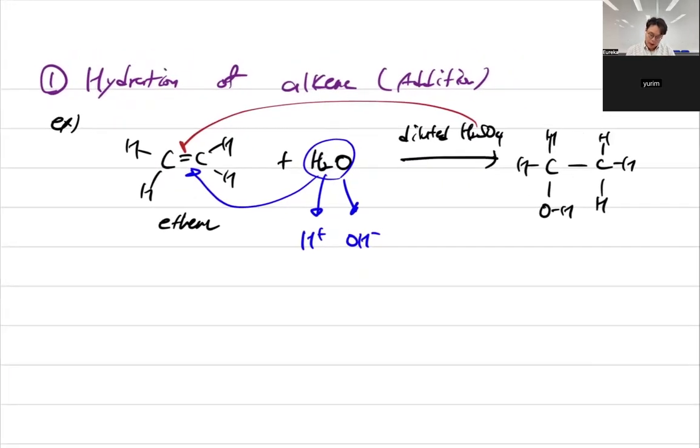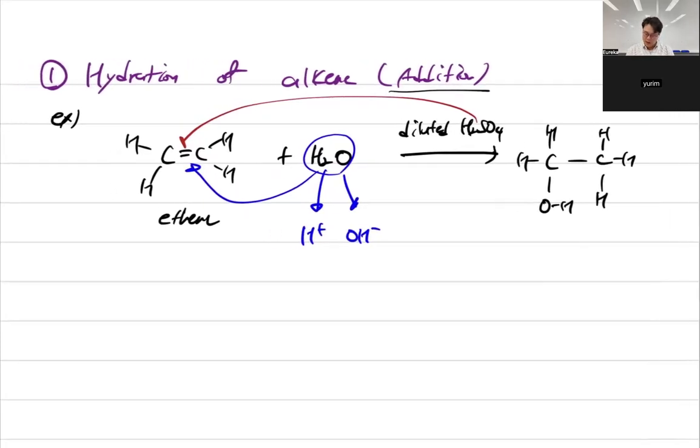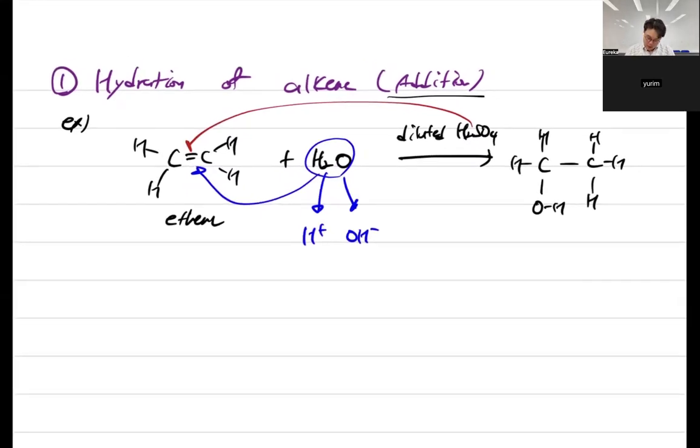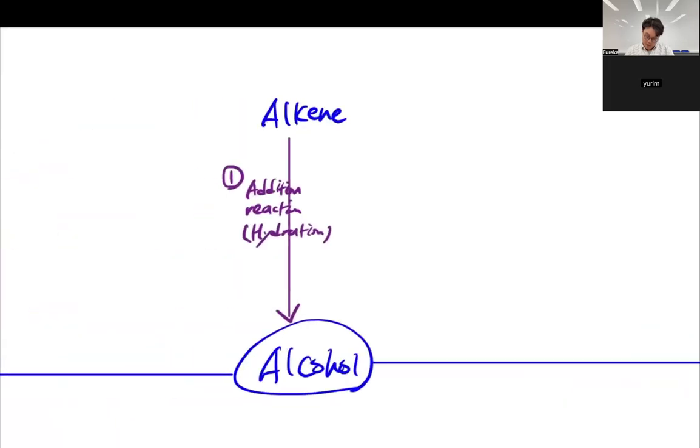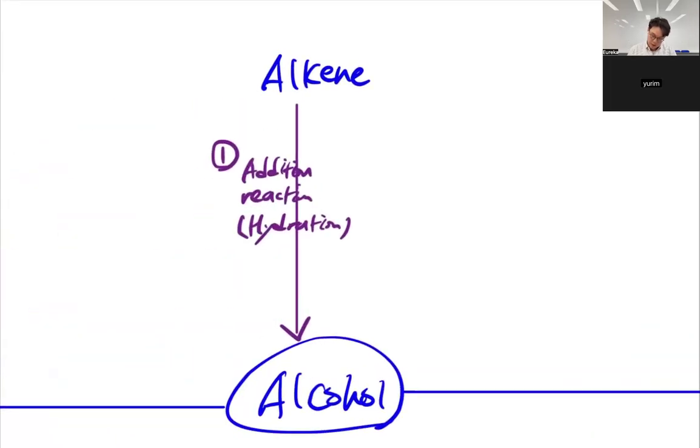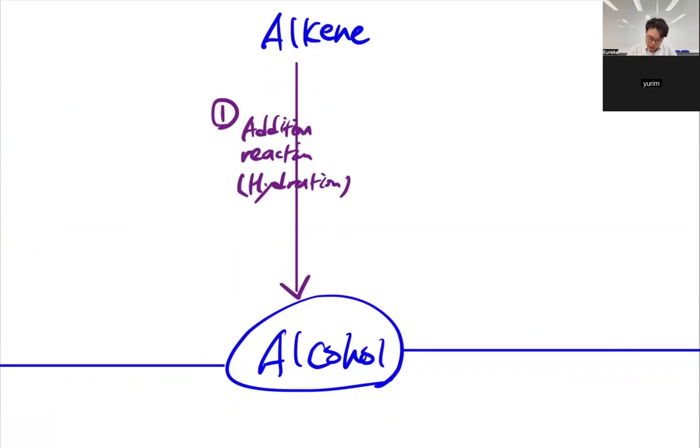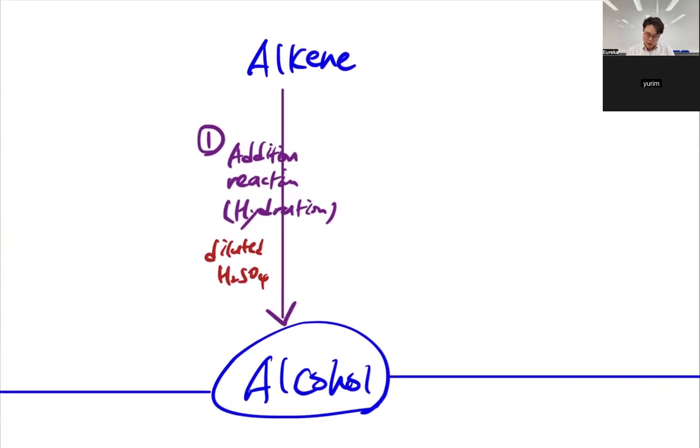Whenever we're just adding something, and there's no byproduct, nothing else produced but just the ethanol, the reaction is known as an addition reaction. But when we have a substitution, there'll be a byproduct produced. So that's the one reaction we need to know. I just write it down. We need to have diluted H2SO4. You need to memorize all the catalysts working for each of the reactions.